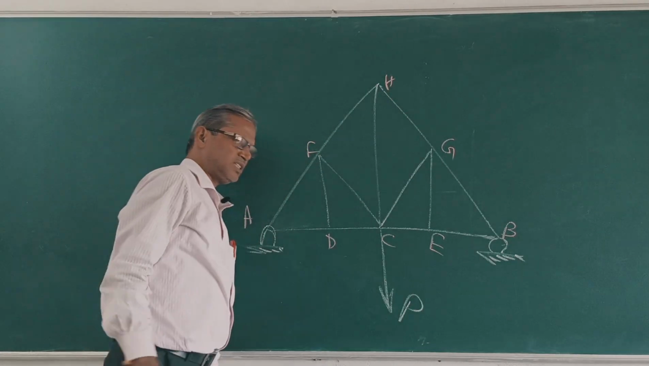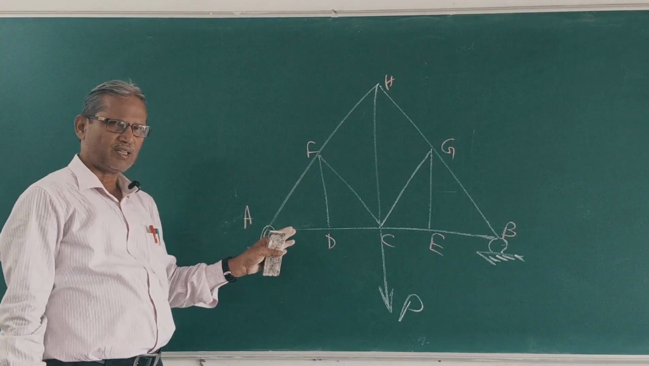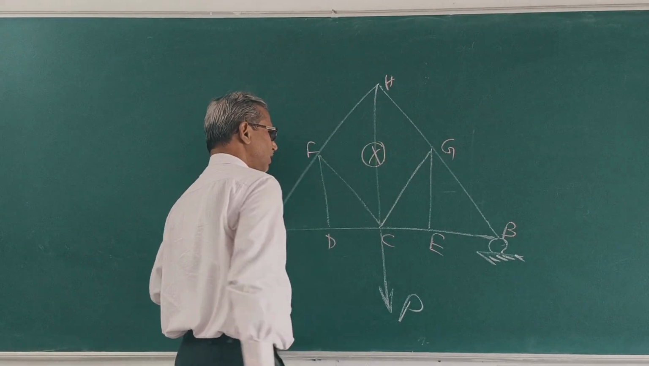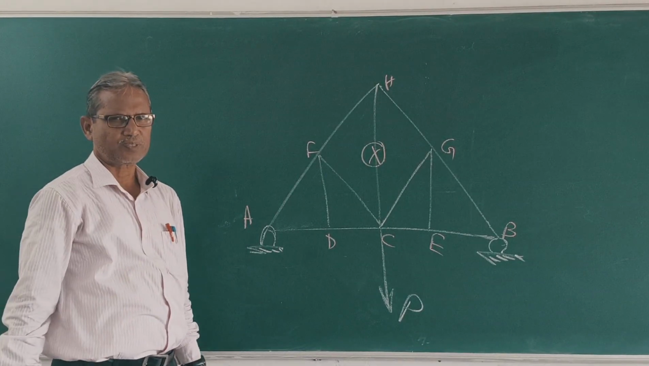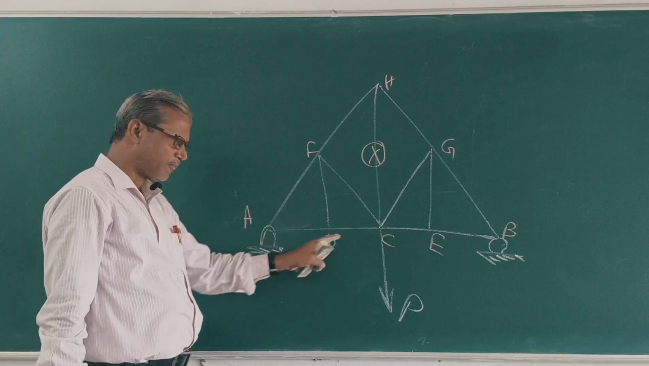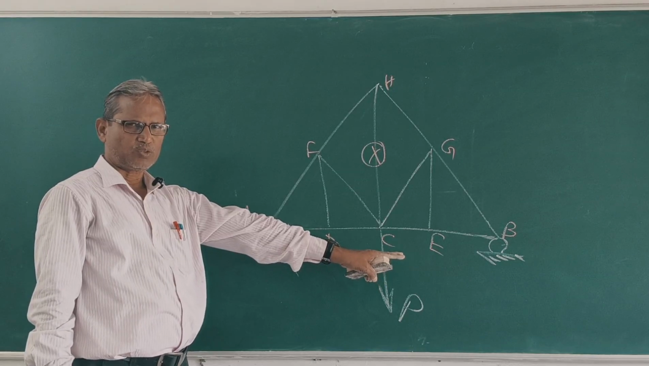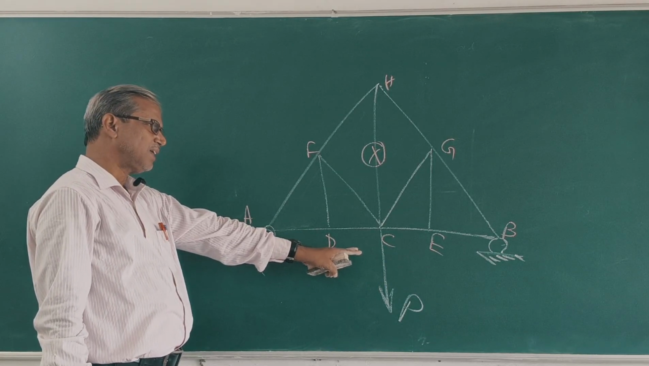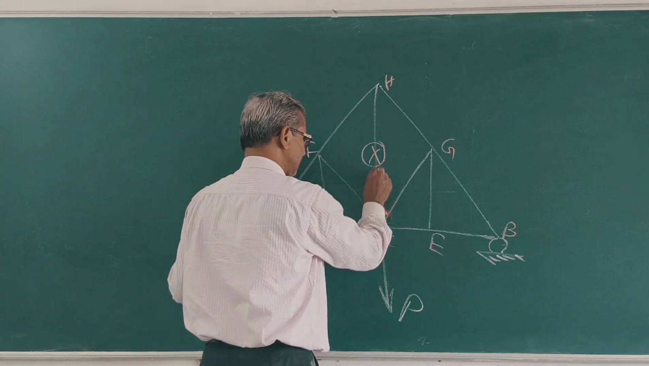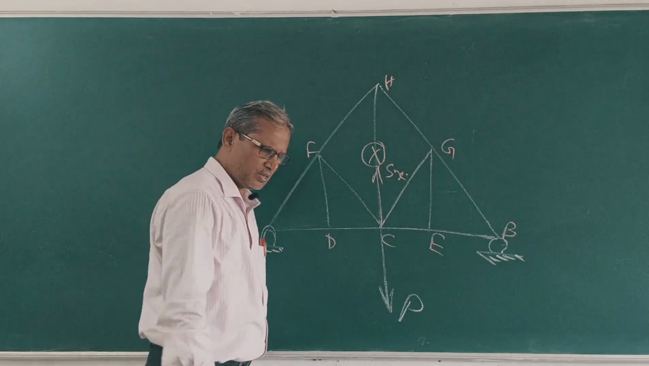This is a question. The question is to find the force in member X of the truss in the figure. Only load P is given at point C. A is a support, B is a roller support. The question is to find the force in the member X, that is Sx. Suppose this is Sx. Clear?